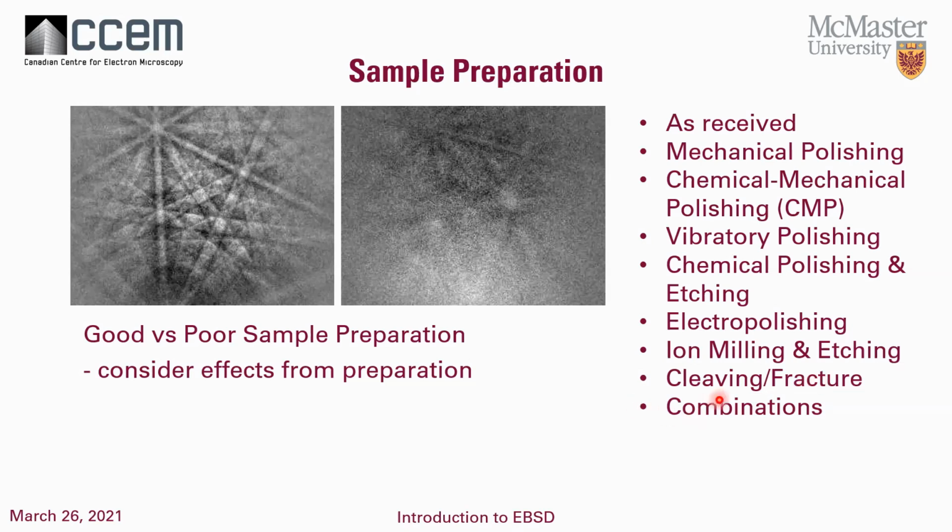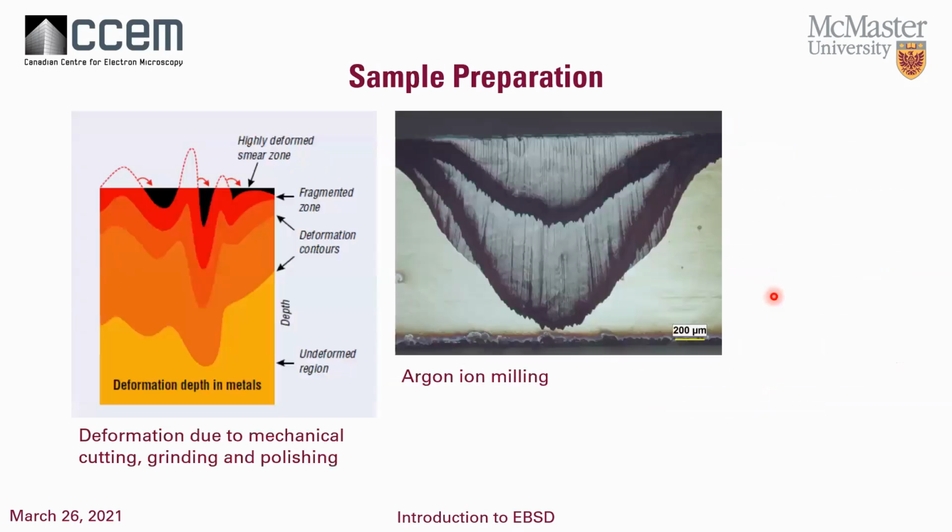Now, we may do combinations of things. So for instance, with magnesium, sometimes we will do chemical mechanical polishing, or sometimes we'll do electropolishing, but we might follow it by some very light, low energy ion milling in order to remove the thin oxide film on the surface. So sometimes you may have to use a variety of preparation techniques in order to get a good sample.